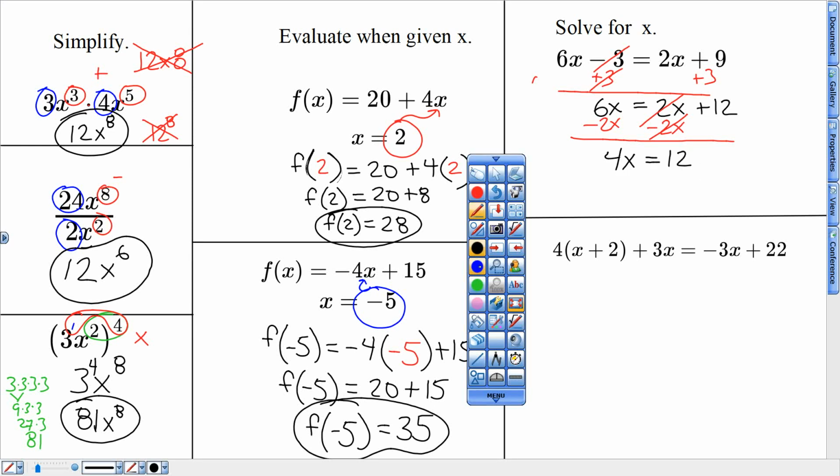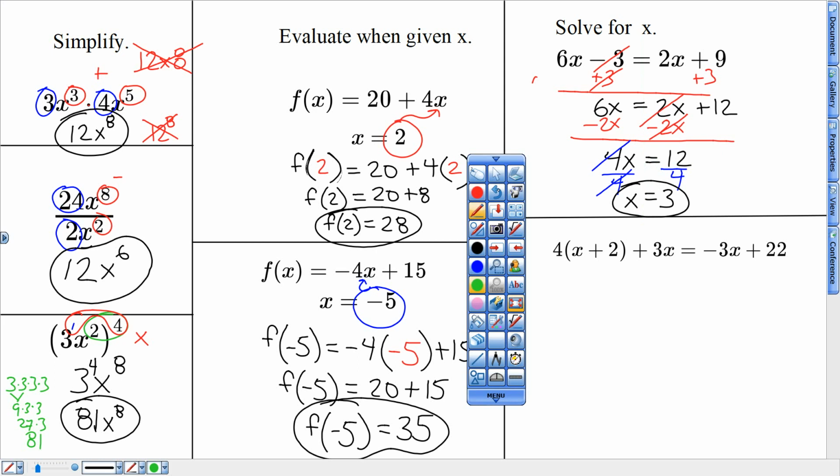And then the third step here, of course, in blue, is something different than adding or subtracting. It's division. Dividing by 4 gives me x equals 3. Keeping my work nice, straight, up and down, vertical, nice straight line.